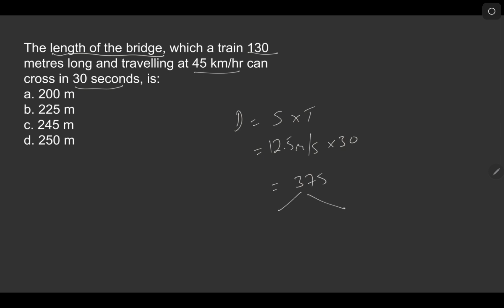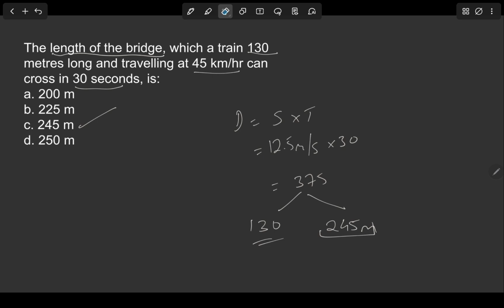Now 375, out of which 130 meters will be the length of the train. The remaining will be the length of the bridge, which will be 375 minus 130. That will give us 245 meters, and that would be the answer.